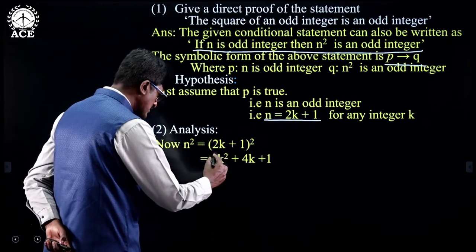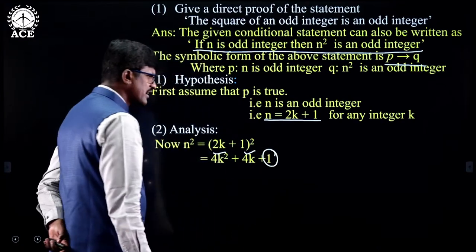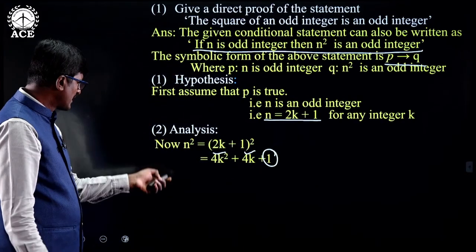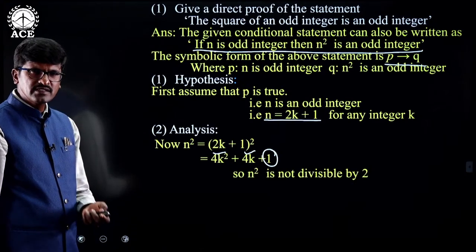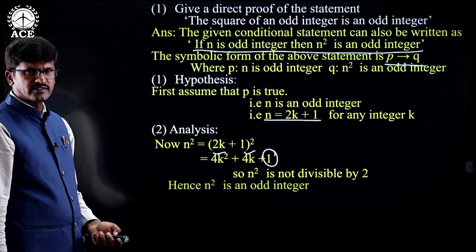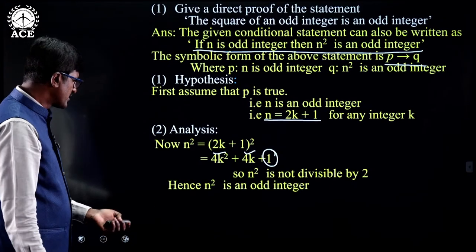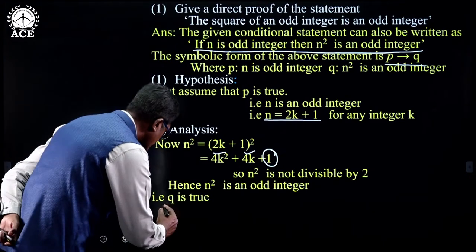Here, 4k square is divisible by 2, 4k is divisible by 2, but 1 is not divisible by 2. Therefore, N square is not divisible by 2. If N square is not divisible by 2, then N square must be an odd integer. That is nothing but Q, so Q is true.